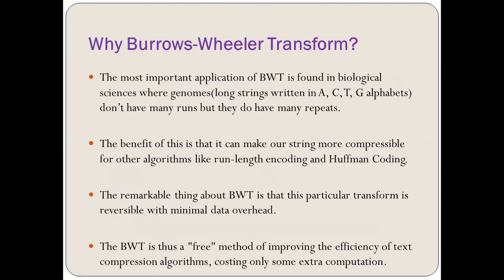Further, the most important application of BWT is found in biological sciences, where genomes, that is long strings written in A, C, T, G alphabets, are used. We have already seen genomes in the application of soft computing, the genetic algorithm part. Genomes don't have many runs, but they do have many repeats. That means the characters are identical and recurring many times. So it is used in biological sciences applications when we compress this data.